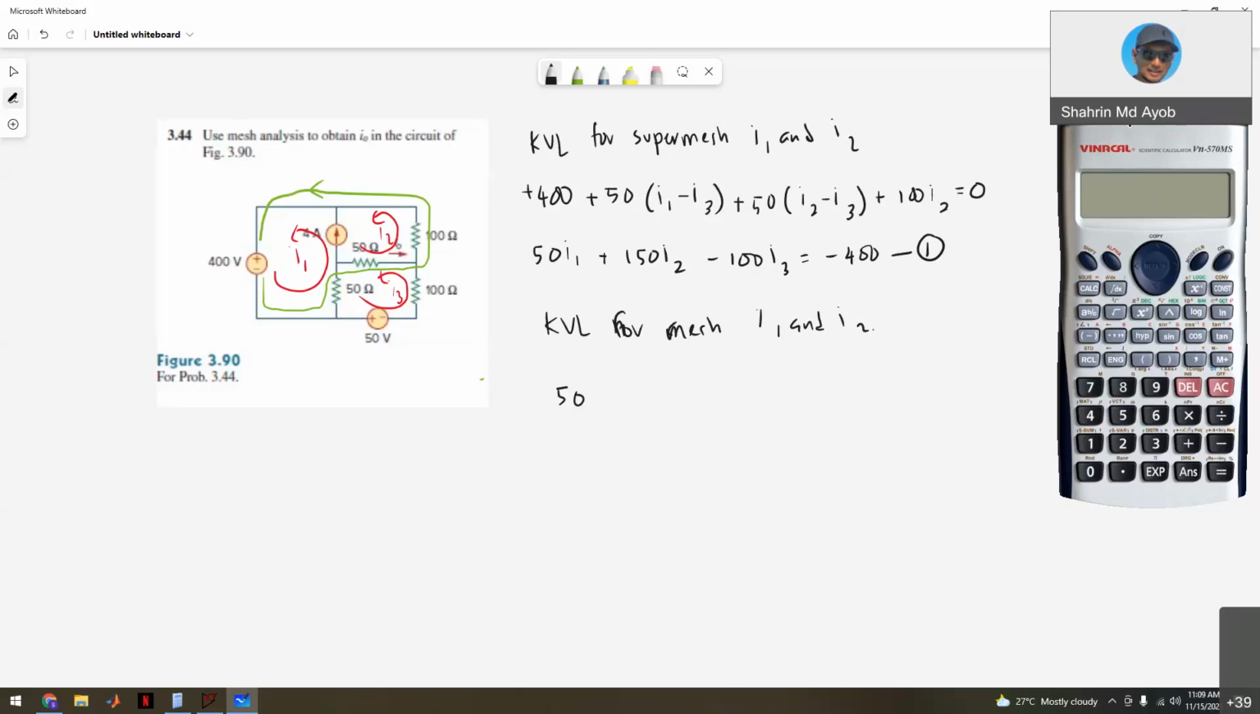So right now we are concentrating on the I3 mesh current here. So 50 (I3 minus I1). Okay, so look at the difference. Right now we are concentrating on the mesh current I3. We assume I3 is larger than I1, so that's why we write like this. Plus 50 volt plus 100 I3. And then plus another one, 50 (I3 minus I2).